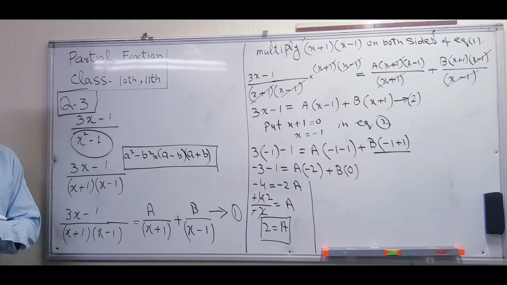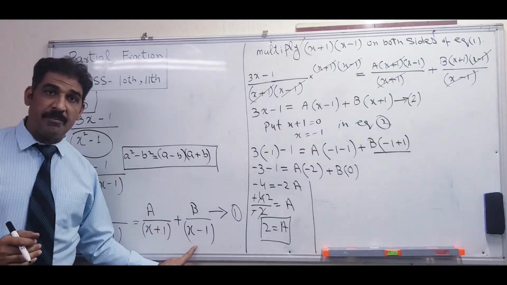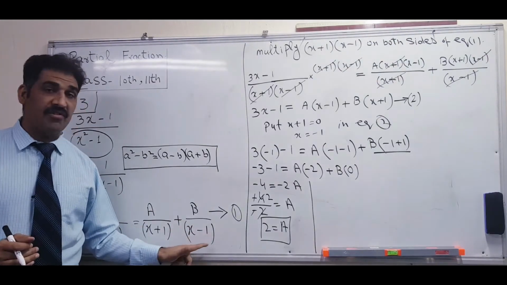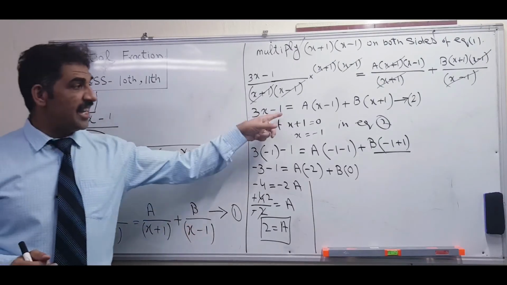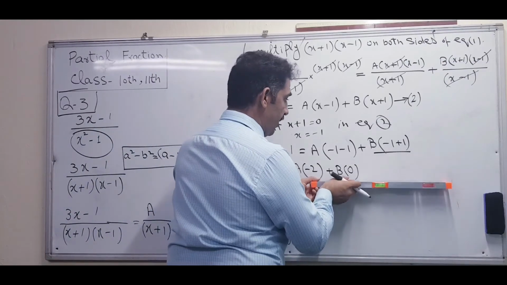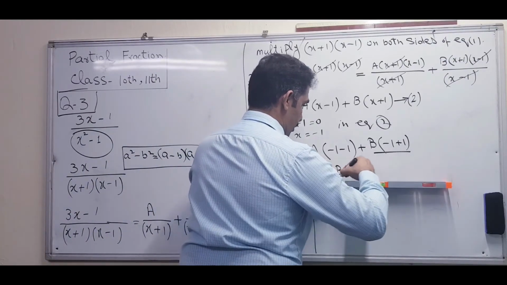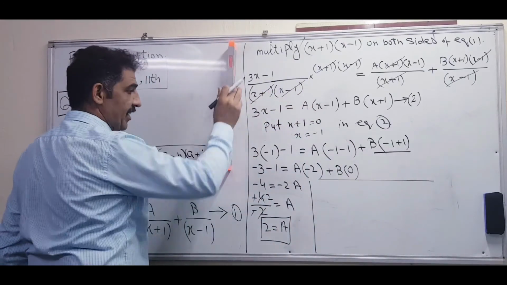Now we have to find out the value of b. How to find the value of b? The same procedure. What is the denominator of b? x minus 1. Put x minus 1 equal to 0 and x is equal to 1 in this same equation, then we will get the value of b. Then our final answer will be of the partial fraction. Okay, I will write it here.